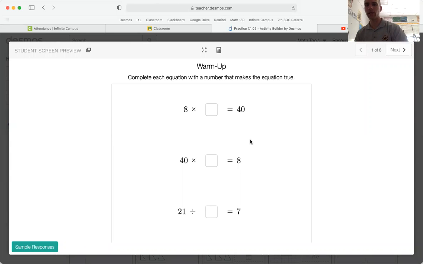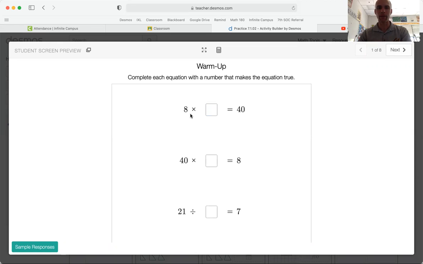Hey, so let's do the Unit 1, Lesson 2 practice problems for Desmos. They usually start with these little warm-ups or basic multiplication or division. So let's do these real quick. You're being asked to figure out 8 times some number, some blank, equals 40. If you can fill that out with your head, that's great.